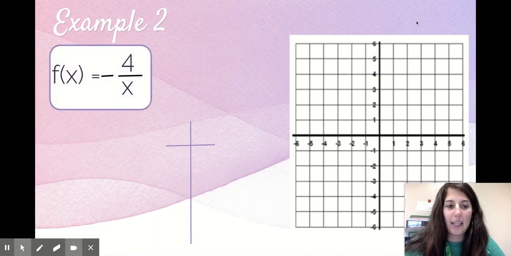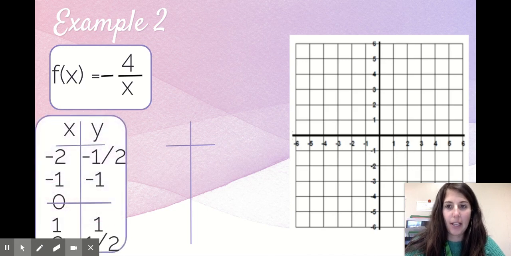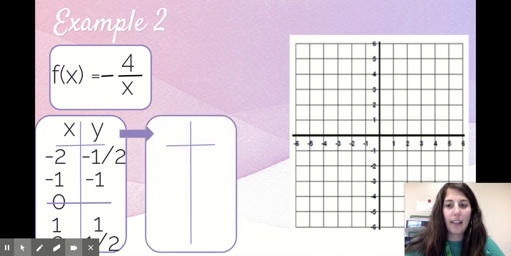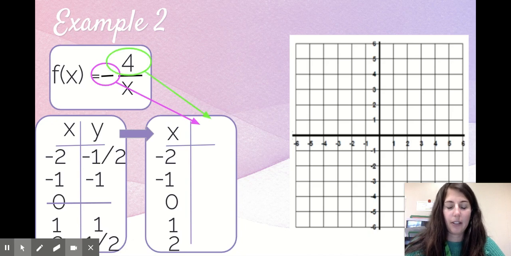For our second example, we have f of x equals negative 4 over x. Our parent table of a rational function remains the same. We're going to transform this table of points in order to find our new transformed function. If you notice, nothing is happening to the x. Nothing affects the x value. So we're going to simply copy down the x column of the parent function. I have a negative out in front that's going to affect my y value, and I have a 4 out in front that's going to affect my y value. So I have negative 4y as my transform rule for the y's.